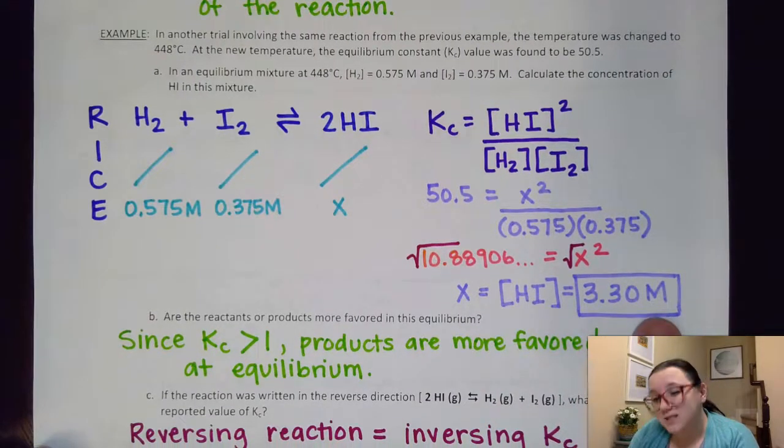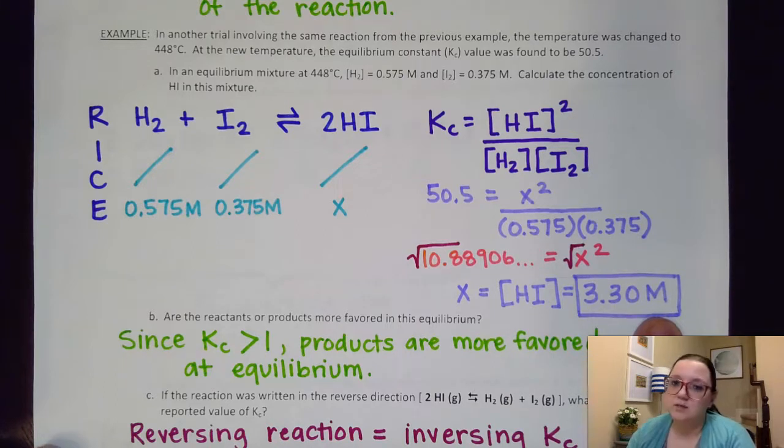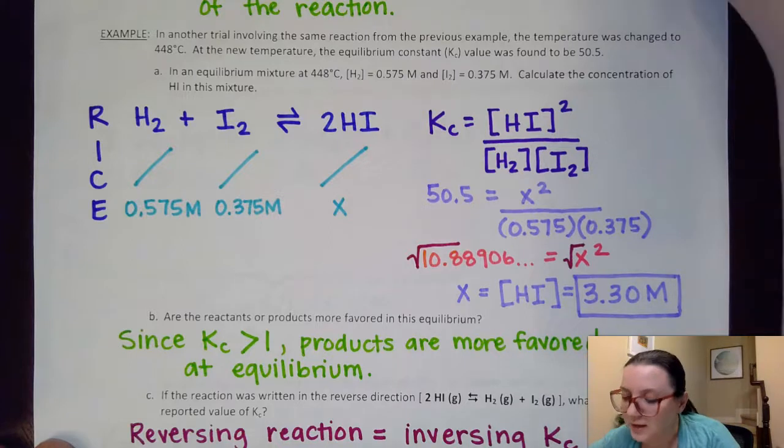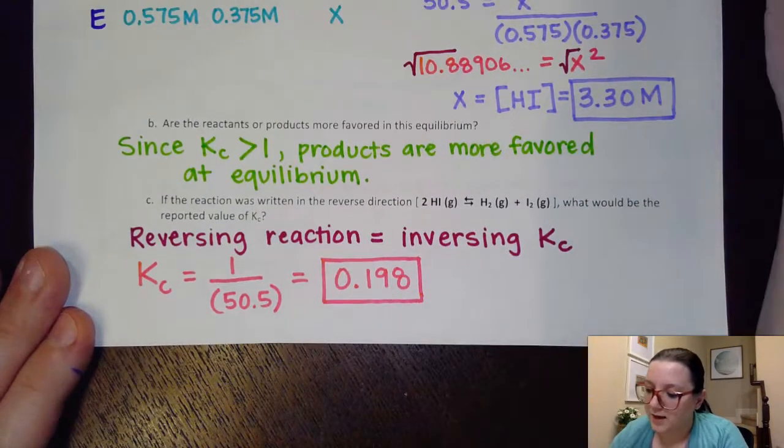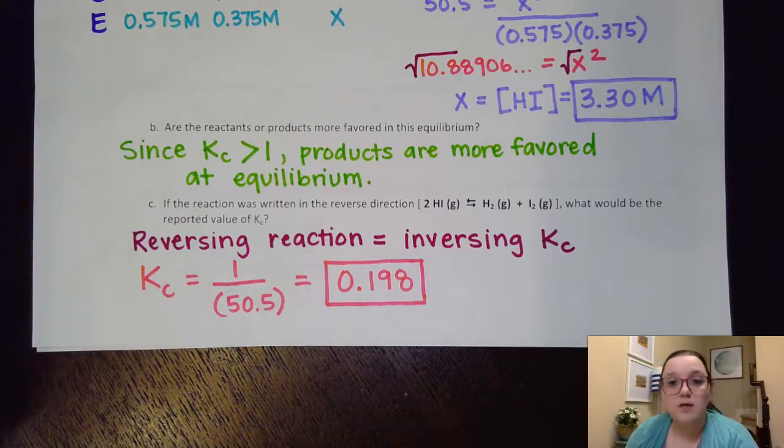You notice I did put a unit here because this time I was calculating a concentration, and so we needed to put that this was molarity. So then it asks me a couple questions down here. It says, are the reactants or products more favored at equilibrium? Well, that equilibrium constant was 50.5 for this one.